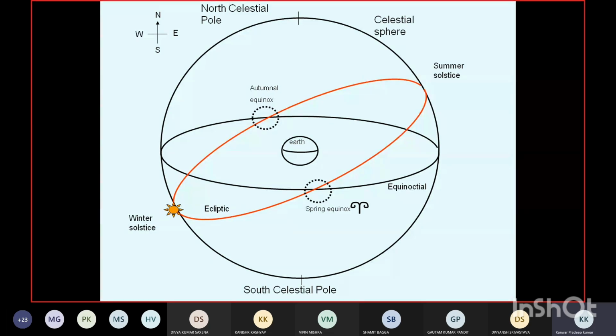89, 88, 87, 86, till it goes to how much? 67.5. Because 23.5 is the maximum declination north. After that, the rising bearing will start decreasing. Again, in September, it will become 0.